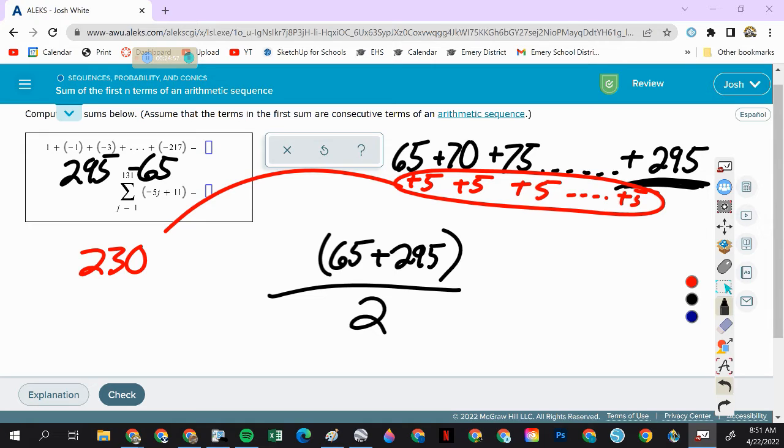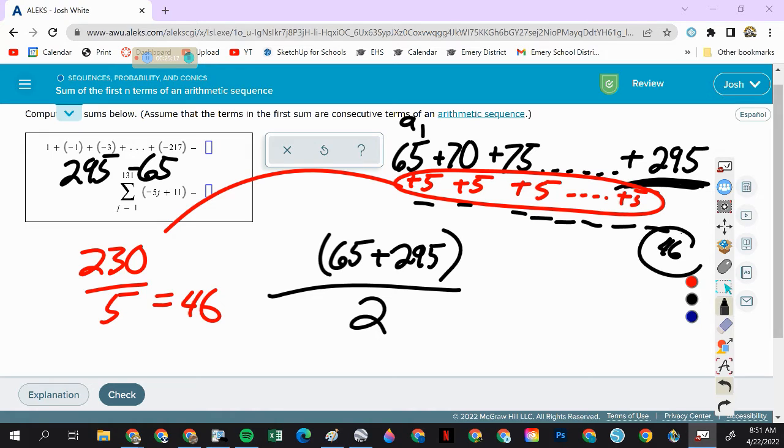So if I take 230 and I divide it by 5, that will tell me how many plus 5s I did. So we divide this by 5, and we get 46. So there are 46 plus 5s. And if I started on day 1 and I did 46 plus 5s, this day would be 47. Do you want to see another one? We good? One more? Okay, let's do another subtraction one.